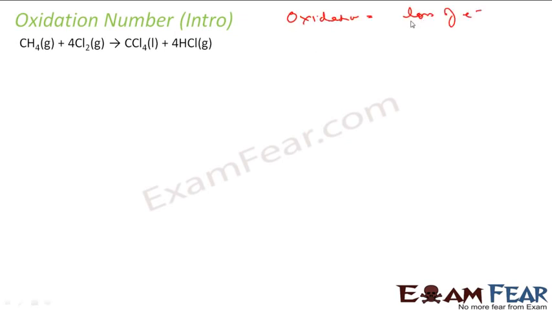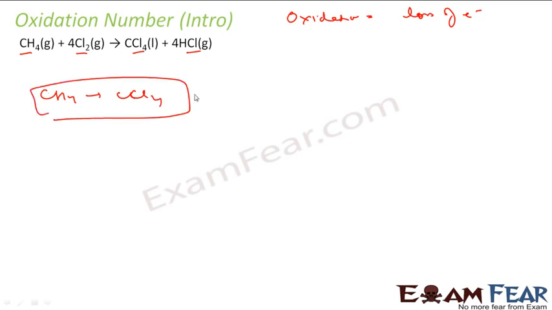Now let's talk about a new topic called oxidation number. As I told, the new definition of oxidation was increase in oxidation number. So what is oxidation number? The latest definition till now which you have learned is oxidation is nothing but loss of electron, right? Now with this reaction, CH4 plus chlorine becomes CCl4 plus HCl. If I want to write CH4 becomes CCl4, whether it lost electron or gained, can you tell me? It's a little difficult, right?